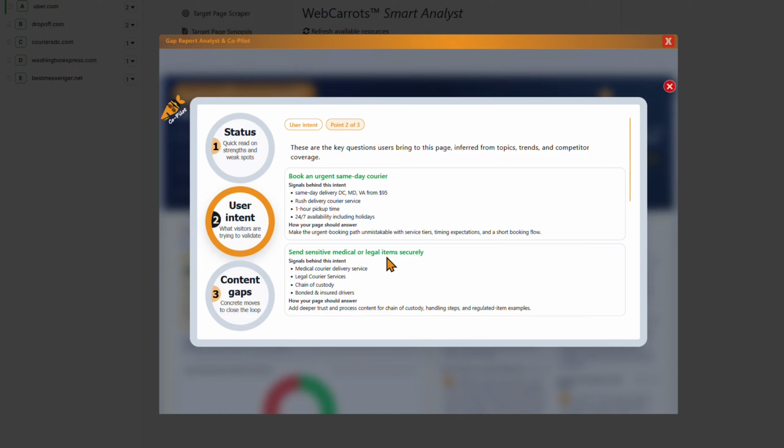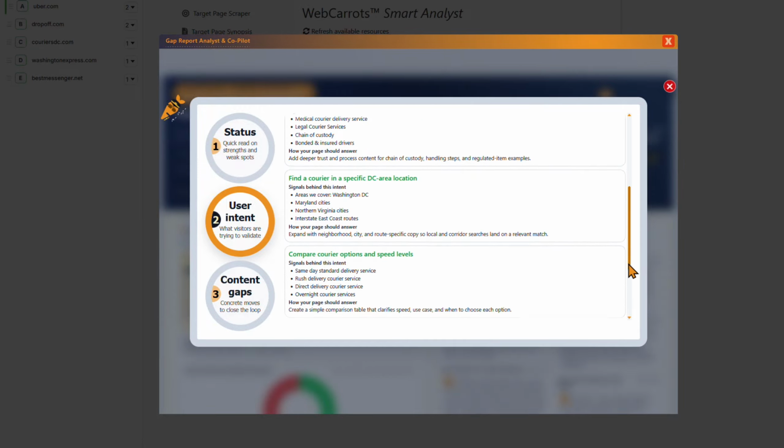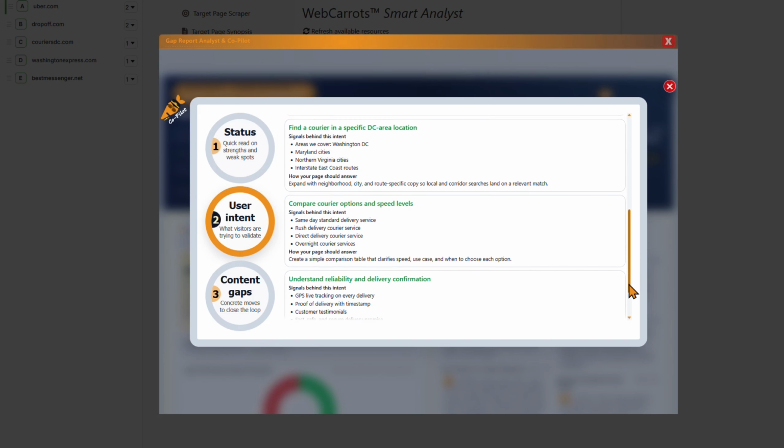Another intent may be, send sensitive medical or legal items securely. The signals may include medical courier service, legal courier service, chain of custody, and bonded and insured drivers. The page should answer this with stronger trust content, handling steps, chain of custody details, and examples of sensitive deliveries. Another intent may be location-based, such as finding a courier in a specific DC area city or route. In that case, the page should include more city, neighborhood, and route-specific content.